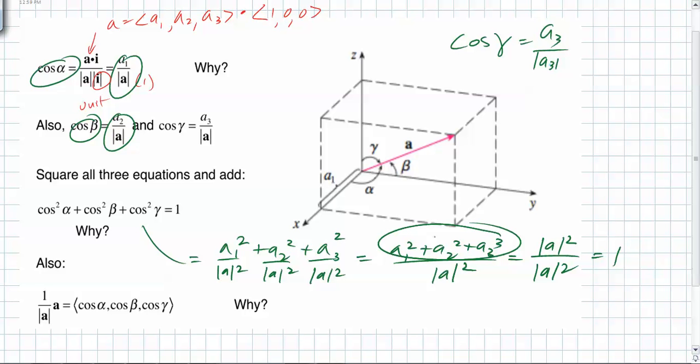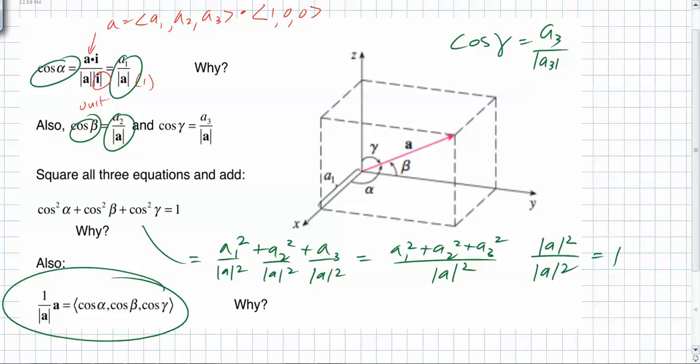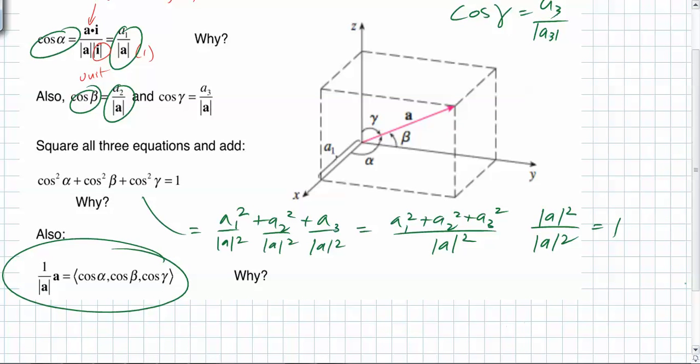How do you find the magnitude of a vector? You square each component, add them, and take the square root. Oh, I wrote a 3 again, sorry. But now do you see why that's true? Okay. Another thing we know is that A over the magnitude of A is going to be equal to cosine alpha, cosine beta, cosine gamma. You can figure that out yourself if you'd like.